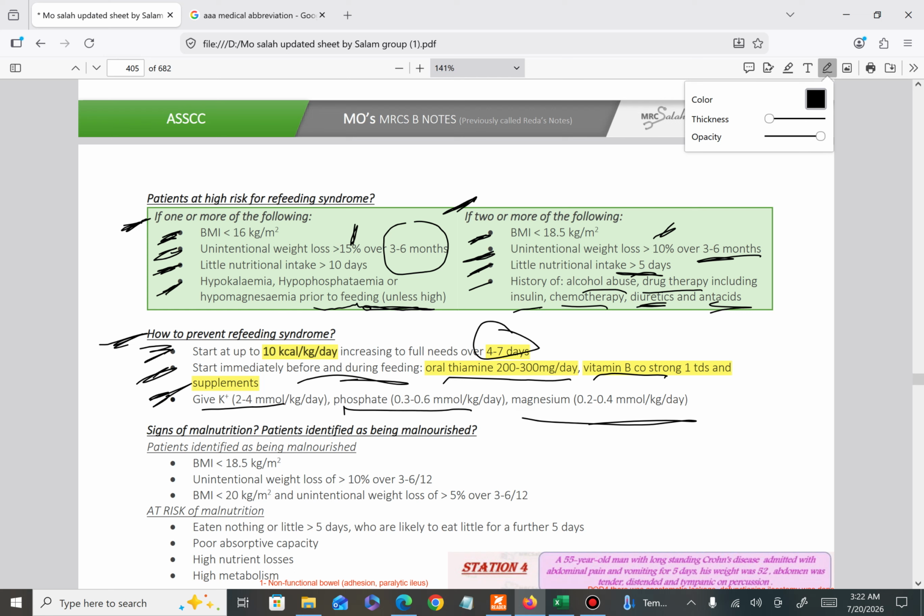Okay. Then signs of malnutrition. The patient is identified as being malnourished if he has BMI less than 18.5 kg per meter square, or unintentional weight loss of more than 10% over 3 to 6 or 12 months, or BMI less than 20 kg per meter square and unintentional weight loss of more than 5% over 3 to 6 months. So these are the malnourished patients.